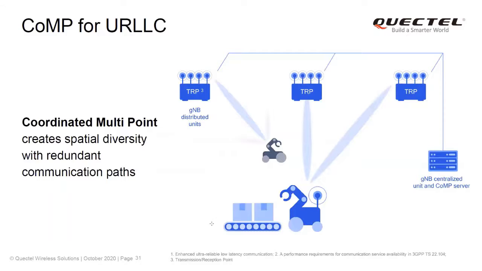What CoMP means is coordinated multi-point, which creates spatial diversity with redundant communication paths. Basically, the network knows where each device is located and generates and directs traffic in that area, in that location.